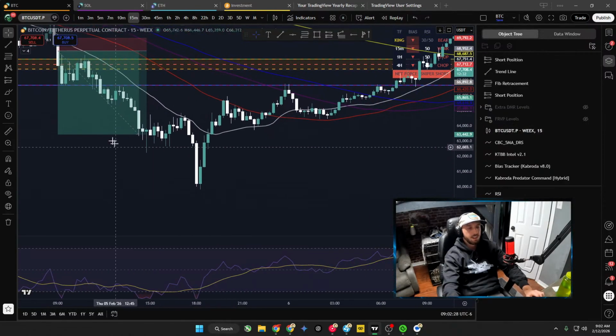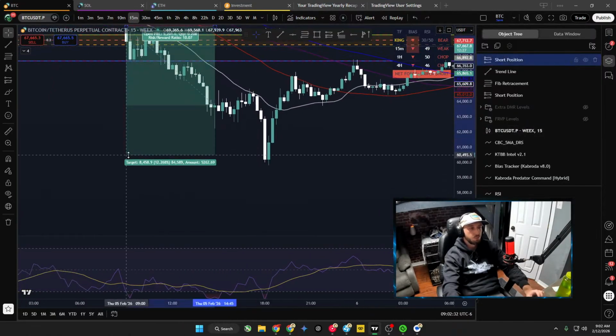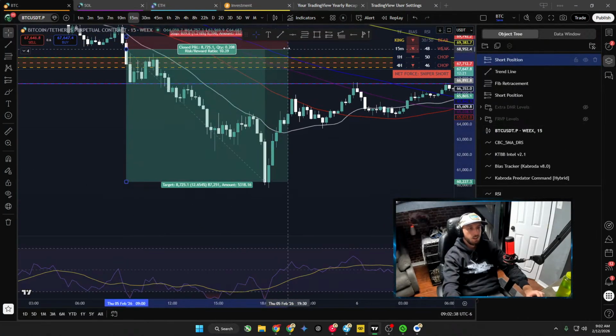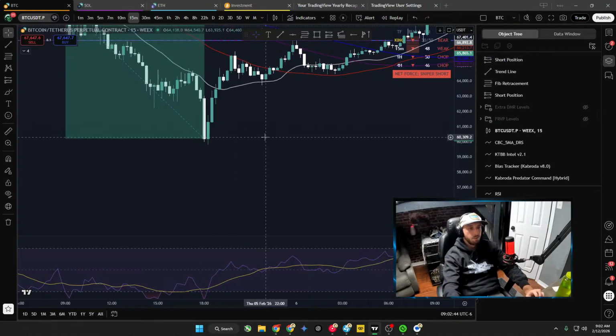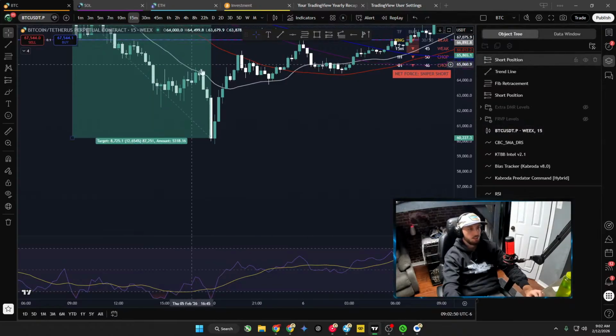So we took that, and unfortunately, we did actually break down to 60K, which would have been a crazy move. You know, 10-1 would have been insane if we broke down all the way to there. But we didn't end up taking it. It would have been a hard pull too, because this candle is insanely fast.